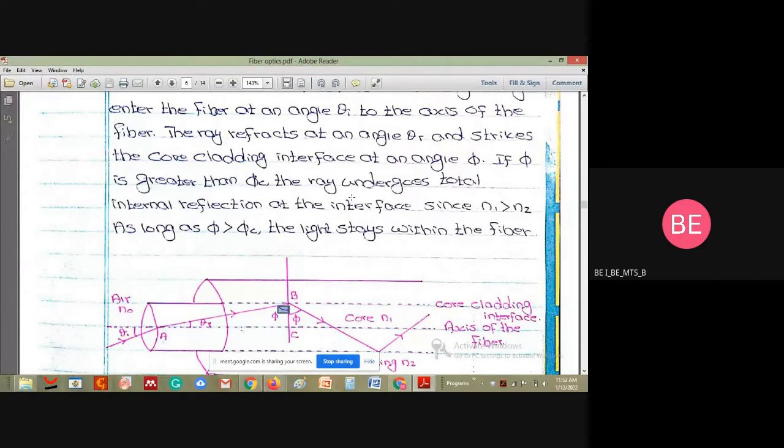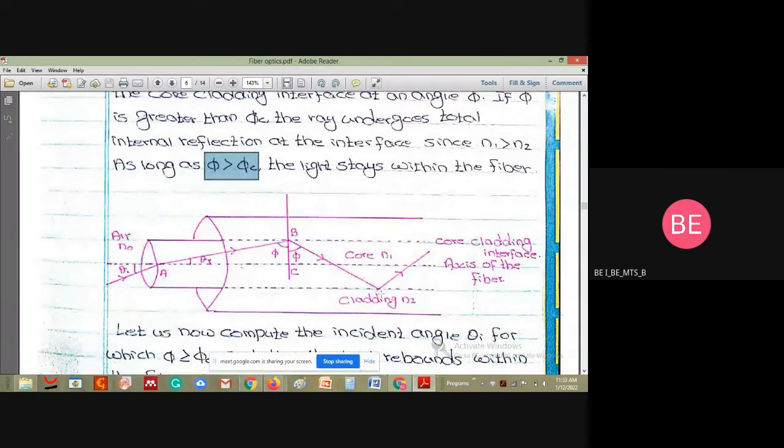So if phi is greater than phi c, the ray undergoes total internal reflection at the interface since n1 is greater than n2. As long as phi is greater than phi c, the light stays within the fiber, right? Wherever the light ray hits the core-cladding interface, here also this will be the angle of incidence, right? If you draw a normal over here, this will represent the angle of incidence. That angle of incidence also should be greater than the critical angle, right? If that condition is satisfied, then this light will be totally internally reflected back again and again into the fiber and thus received at the far end of the fiber, right?